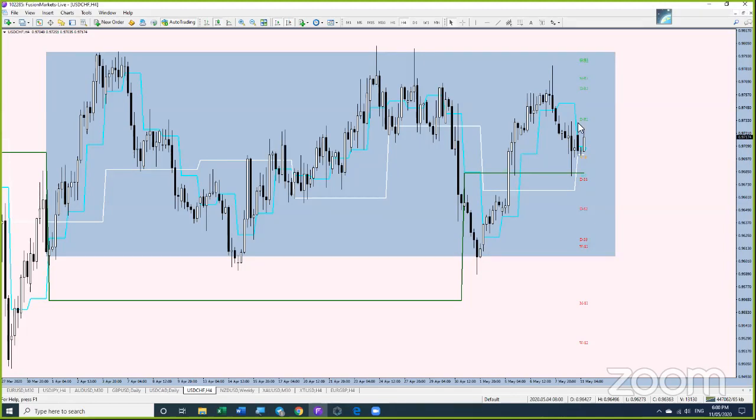Question mark, question mark. Is that it? Have we been to the top? Do we trust that as the lower high off this top? Don't know. It's really tough.